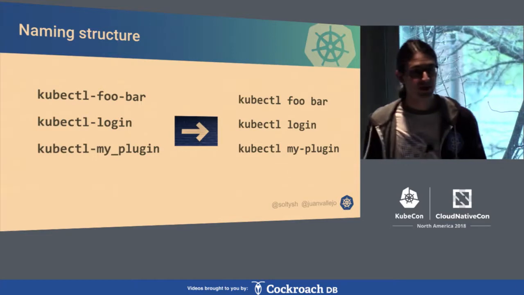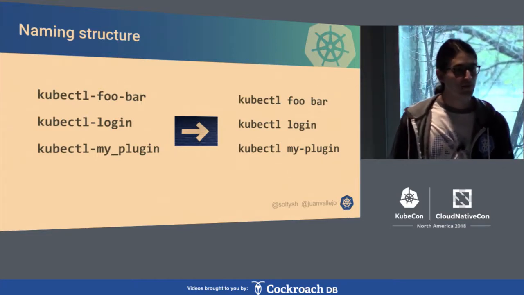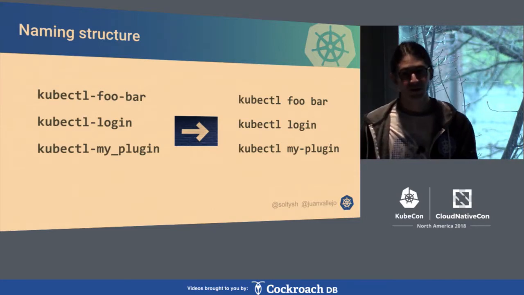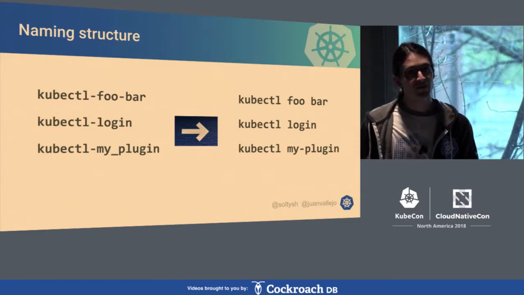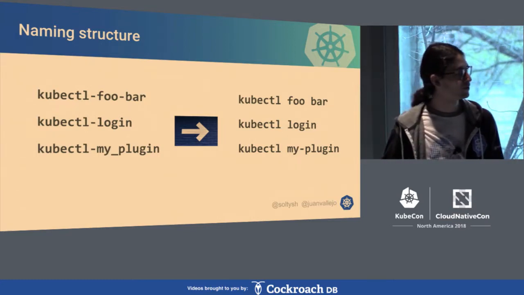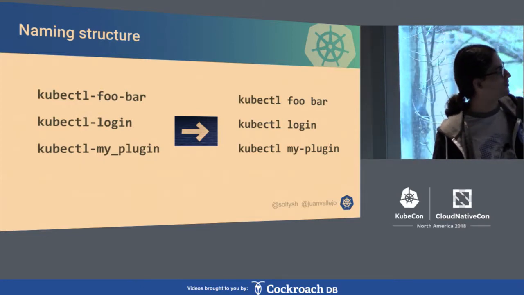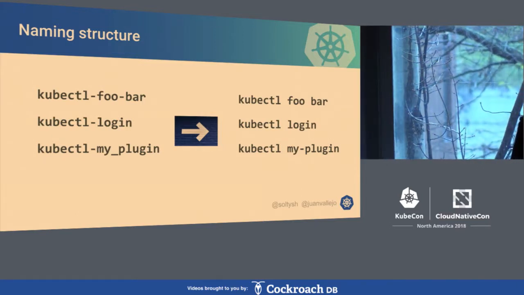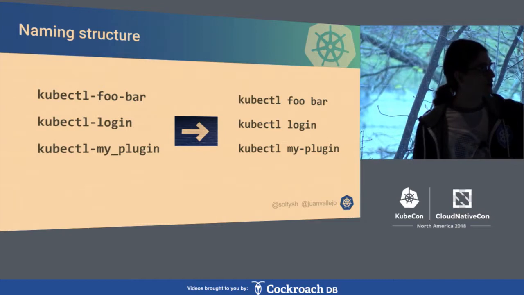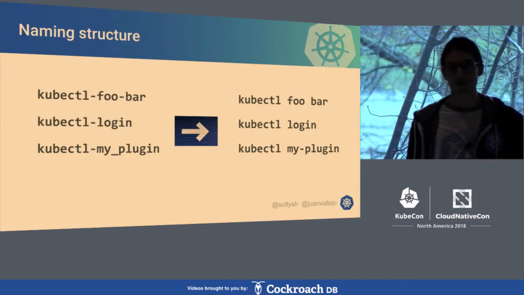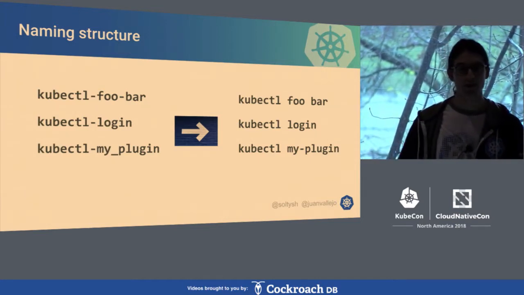So, as far as the naming structure goes for the new design, we essentially treat your plugin executable through its file name. We assume that your plugin will implement its path based on the file name of its executable. So what we mean by that is that, as you can see, with an executable in your path named kubectl-foo-bar, that executable will essentially be called by kubectl whenever the kubectl foo bar command is executed in the command line.